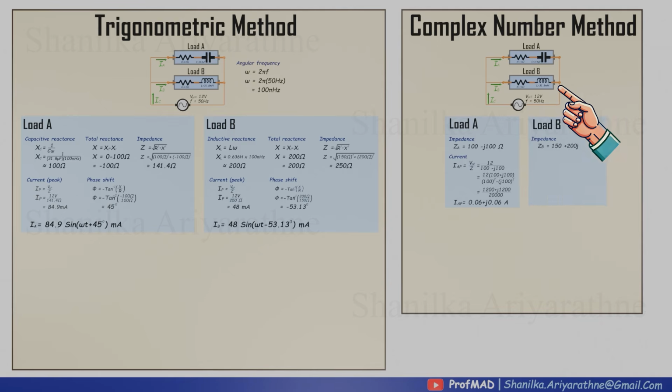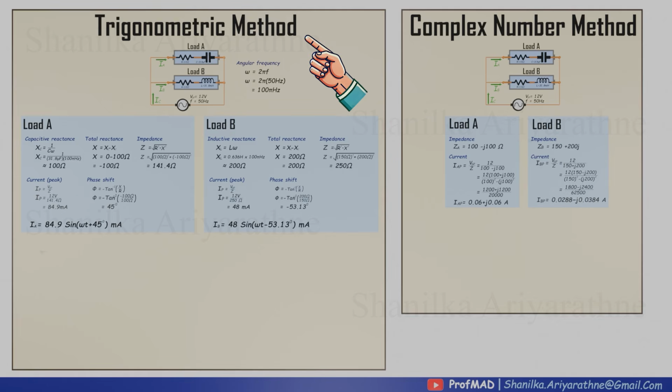For load B, the process is exactly the same. Write the impedance as a complex number, then calculate the current. Much more straightforward. But we're not done yet. We still need to add the two branch currents to find the total current.